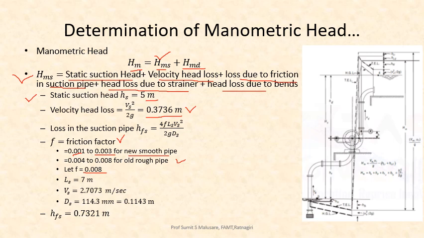LS is the length of the suction pipe, already assumed as 7 meters. VS we have already calculated as 2.7073 meters per second for the pipe diameter of 4.5 inch, and DS is equal to 4.5 inch, nothing but 0.1143 meters. Now if you put all this in, we get the value of frictional loss in the suction pipe, HFS, equal to 0.0732 meters.